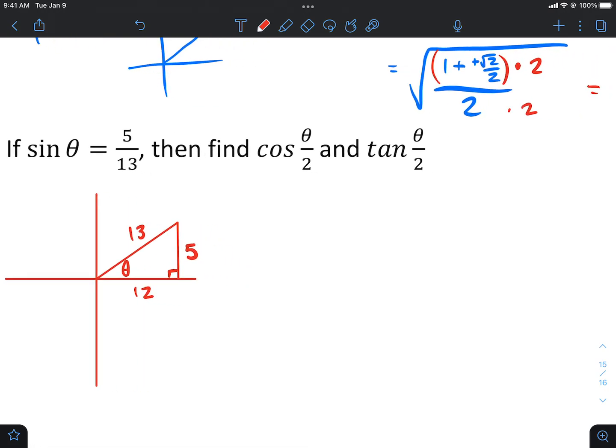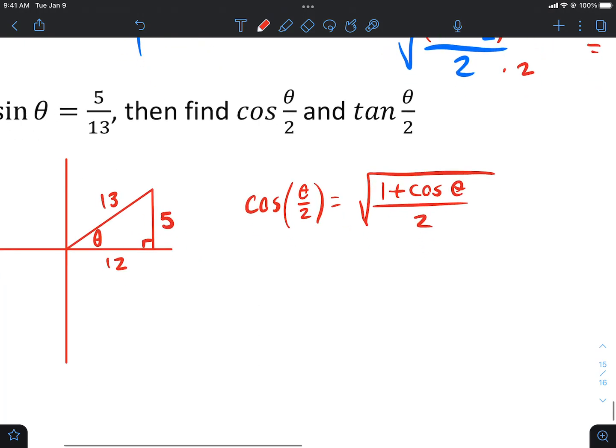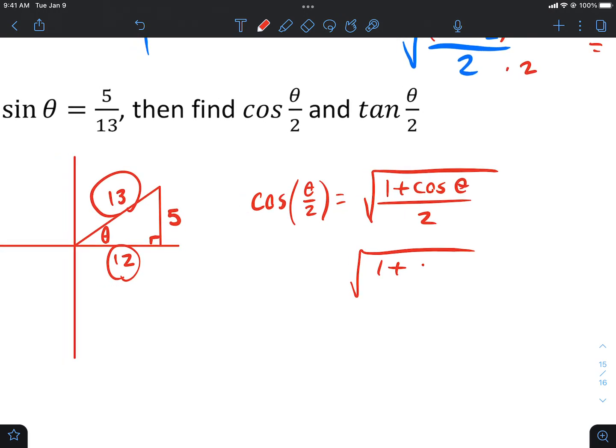So cosine is going to be the adjacent, that side right there. Since we already have theta, we're just going to write out the formula: cosine of theta over 2 is equal to, and then 1 plus cosine theta, and then all over 2 right there. So cosine of theta, we can just look at the picture here. It should be the adjacent over the hypotenuse, so that'll be 12 over 13. And then you're going to put that whole thing over 2 right there.